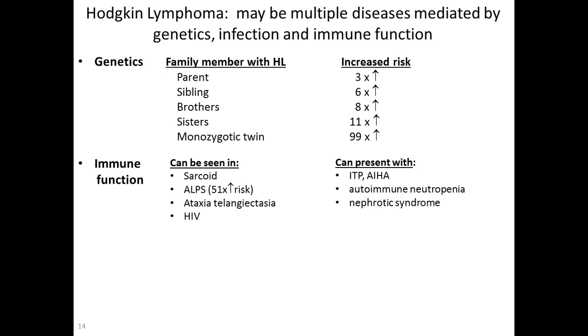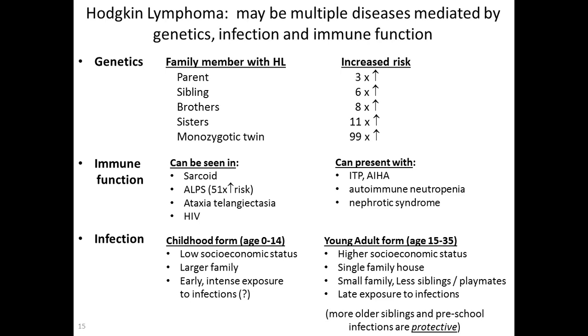We also know that Hodgkin lymphoma seems to be associated with dysregulated immune function, and patients can present with ITP, autoimmune hemolytic anemia, autoimmune neutropenia, or nephrotic syndrome. And lastly, there's a role for infection.